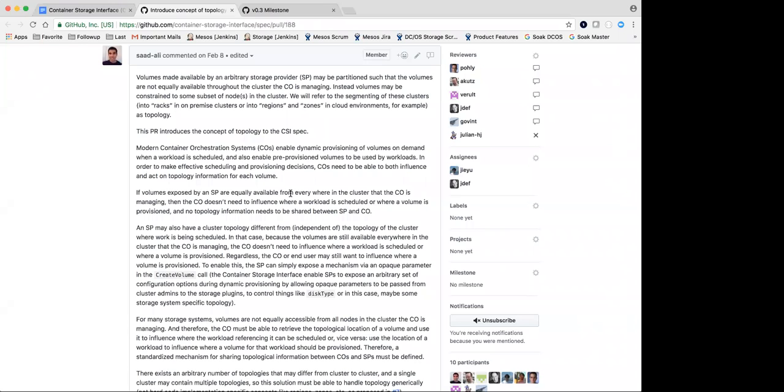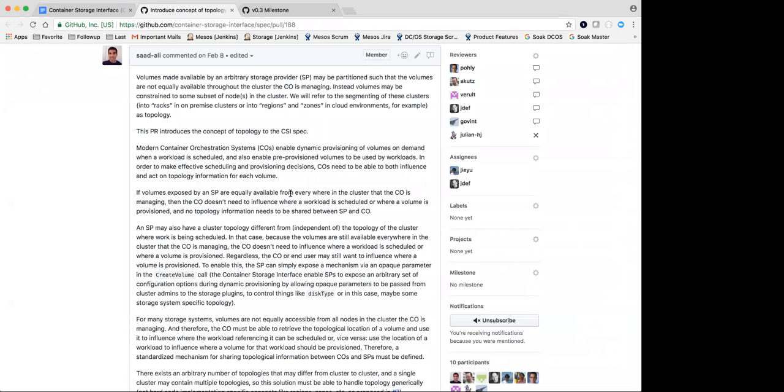Now, the interesting thing is that from various different implementations, how a particular cluster is segmented can vary. It can be based on regions and zones in some cloud providers. It could be racks on-prem. It could be any arbitrary subdivision. So what we don't want to do is encode any specifics about topology keys into the CSI spec. We want to keep it as generic as possible.